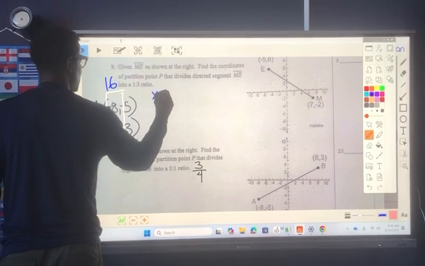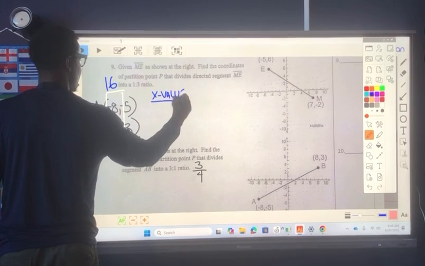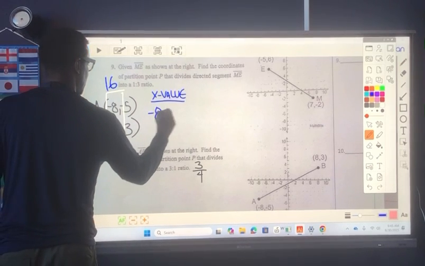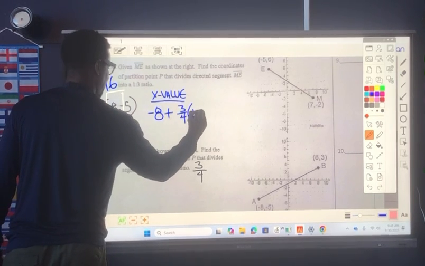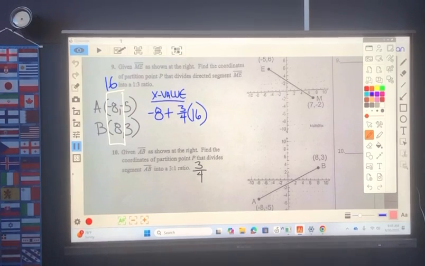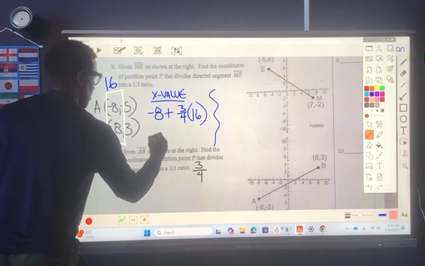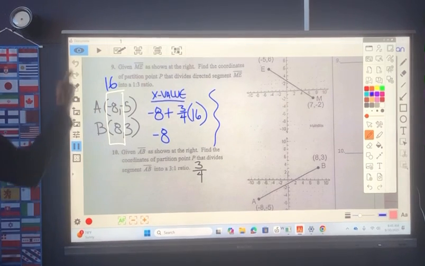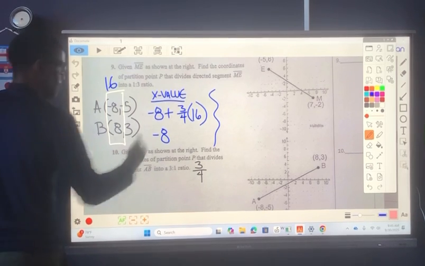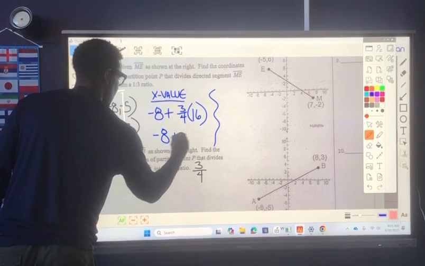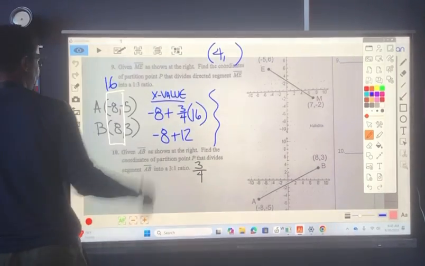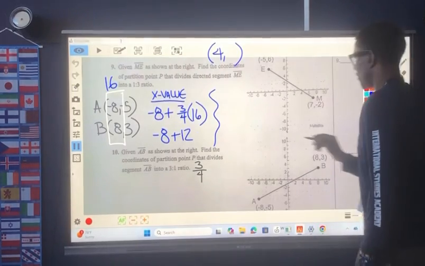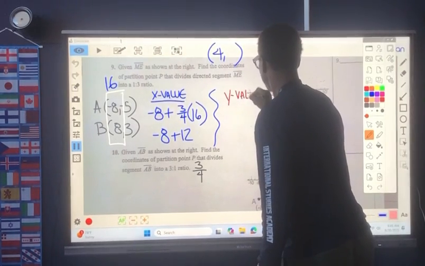Talk to me on the X values. Where did we start? -8. Adding only 3/4 of 16. Let's start that real quick. What's 3/4 of 16? 4, 8, 12. 48 divided by 4 is 12. So -8 and 12. So our X coordinate will be 4.